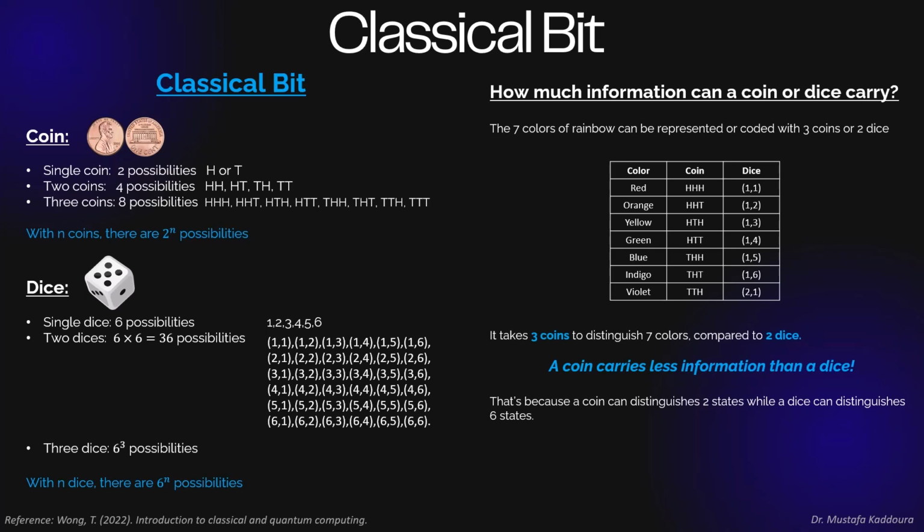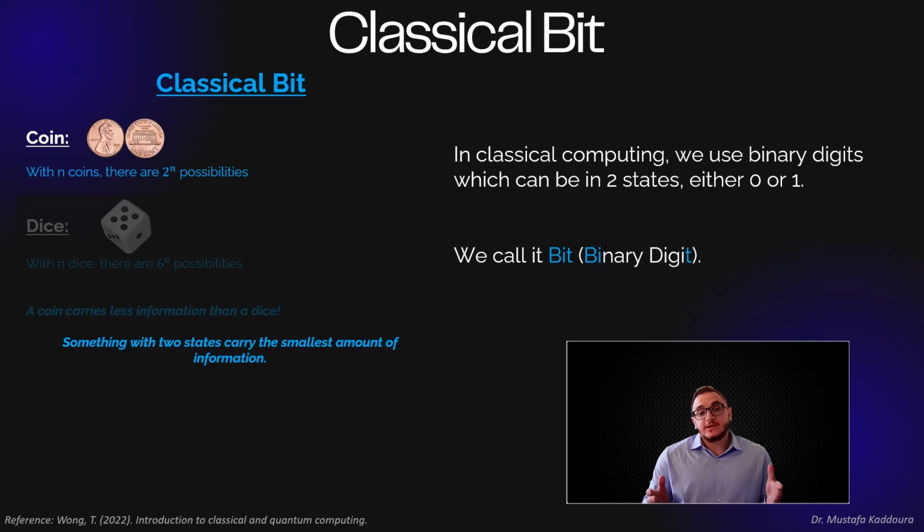So as a conclusion, a coin carries less information than a dice. That's because a coin can distinguish 2 states, however, a dice can distinguish 6 states. So we say that something with 2 states carry the smallest amount of information. In classical computing, we use binary digits, which can take 2 states, either 0 or 1, and we call it a bit. Stands for binary digit.